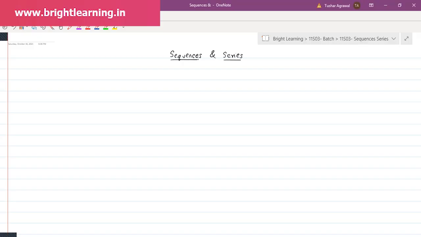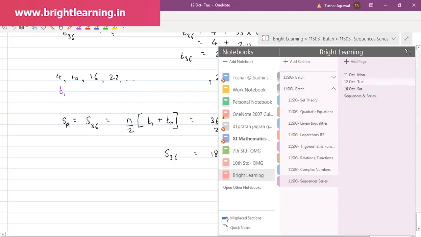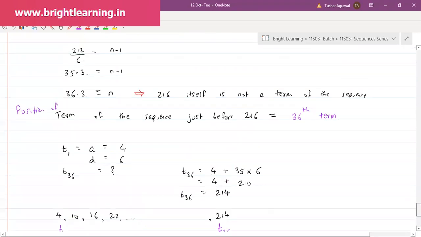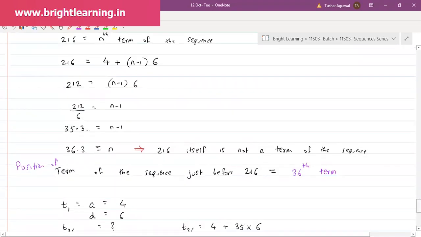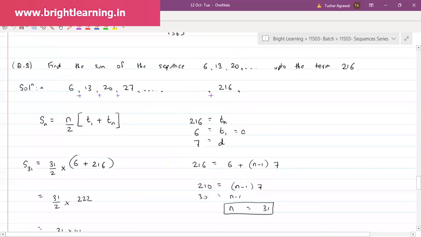Okay. So in the last class on Saturday we did the series part, which was not exclusively for the boards, it was for the JEE, not for the boards. But on Monday and Tuesday, the part that we have seen up till now is the nth term of the arithmetic progression and the sum of n terms of the sequence. So the sum of n terms formula that we had.